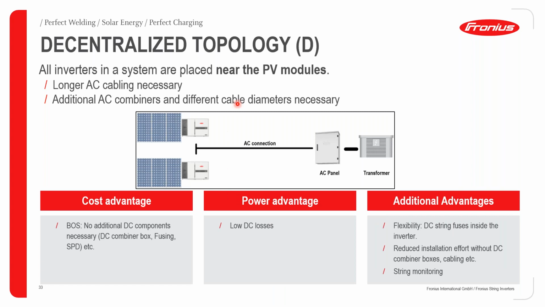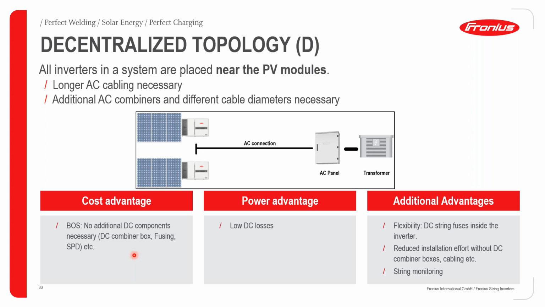So for the decentralized topology, which is also called the D version or the D variant, all the inverters in the system are placed near the PV modules, as earlier stated. In this case, we'll have to go with a long run of AC cable, and then additional AC combiners and different cable diameters might be necessary during the combination.